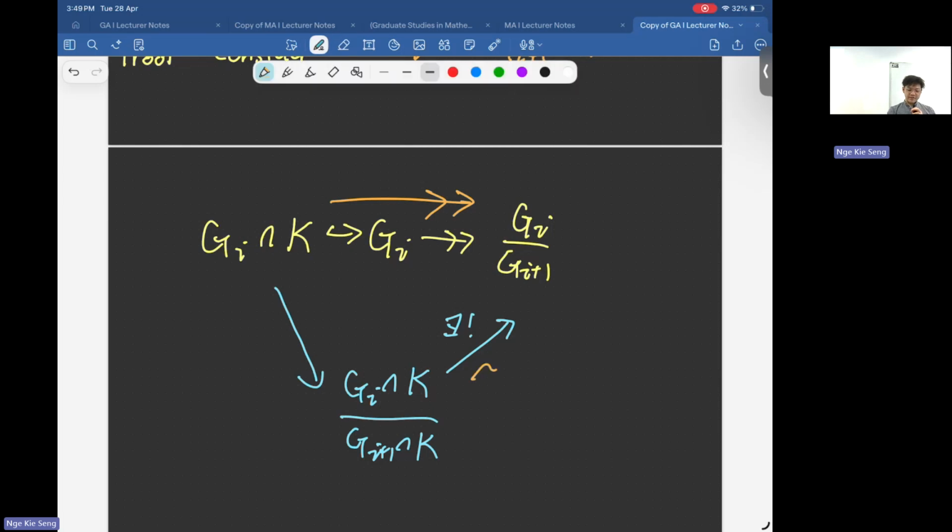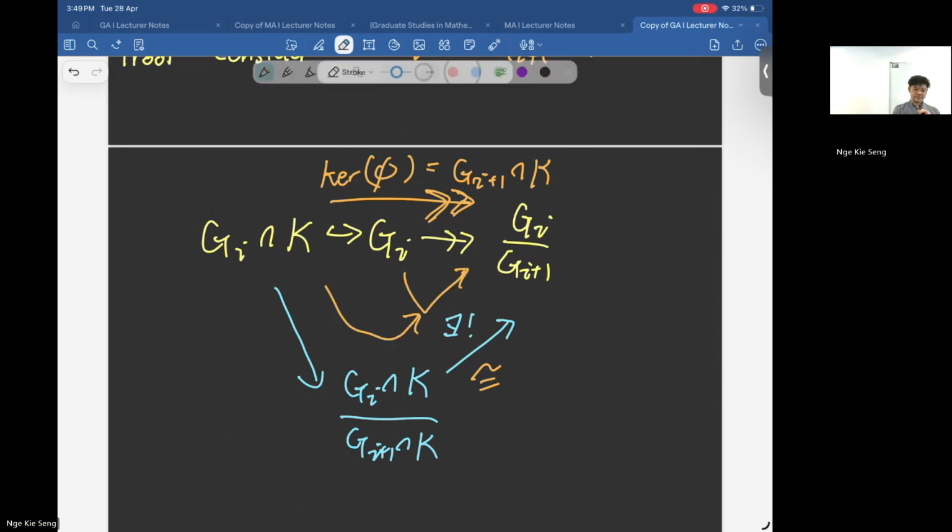First isomorphism theorem. We have a surjection. As long as I find the kernel, then I will have an isomorphism. So the thing I need to show is that the kernel of this phi is equal to G_{i+1} intersect K. This is what I need to argue. I think in the book they do this triangle first and then they do this triangle. Why is the composition surjective?